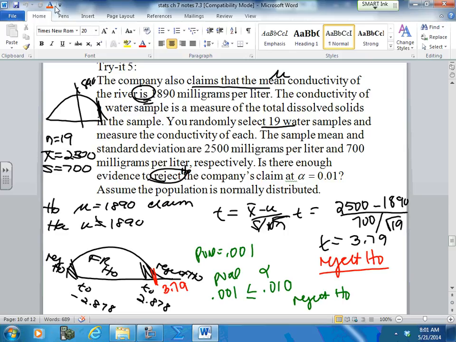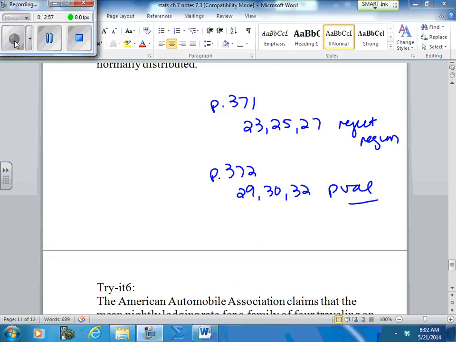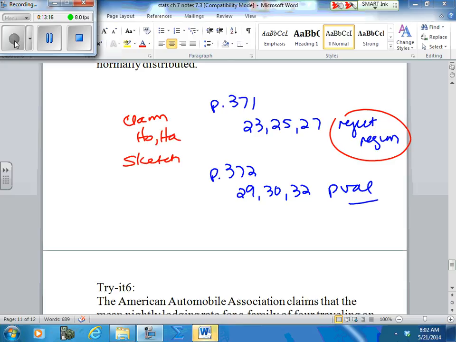Okay. Hold this up a minute. Two things to do. On page 371, the first 3, make sure you test them using reject region. Don't forget, I want claim, same as we've been doing, H0, HA, sketch, you do your t-test, your t-statistic, and p-val for this guy. That's what you're going to have to do on your calculator. Okay, and then make your decision and interpret it. Interpret it.